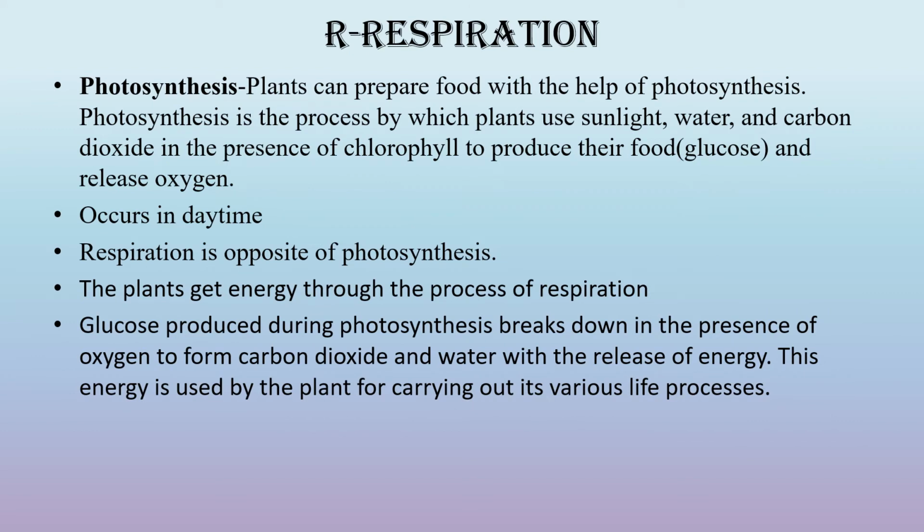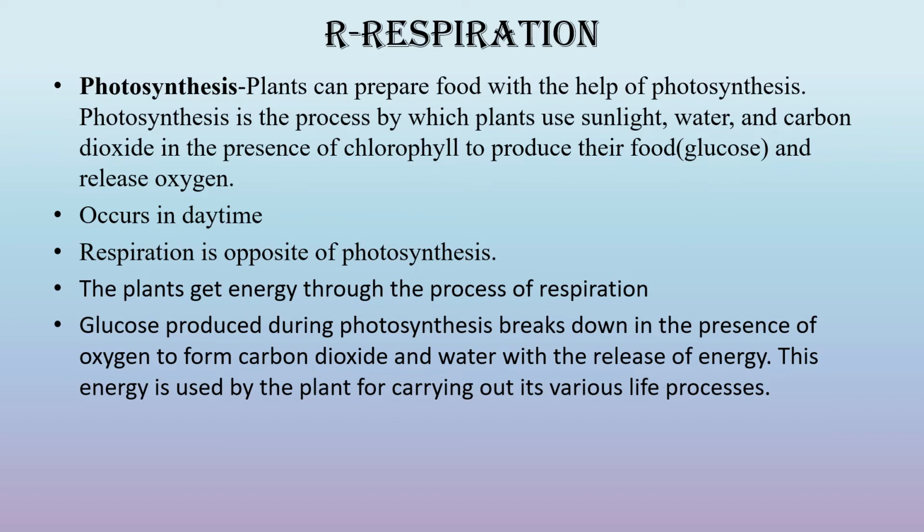So in MRS GREN, the second letter is R, that is respiration. Before moving to respiration, we will learn about photosynthesis. Photosynthesis is the process in which a plant prepares food with the help of sunlight, water, and carbon dioxide in the presence of chlorophyll that is present in the leaves, and releases oxygen. That process is called photosynthesis. This photosynthesis occurs only in the daytime.